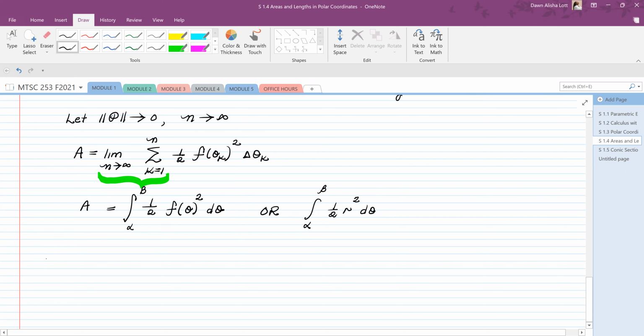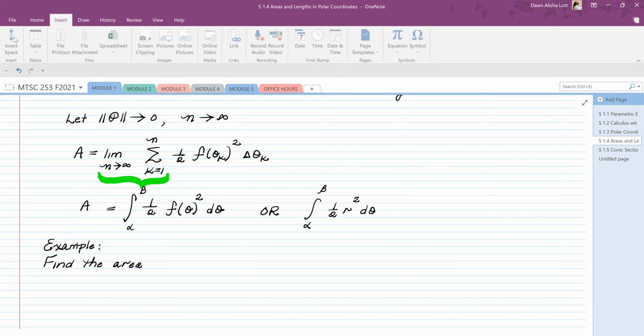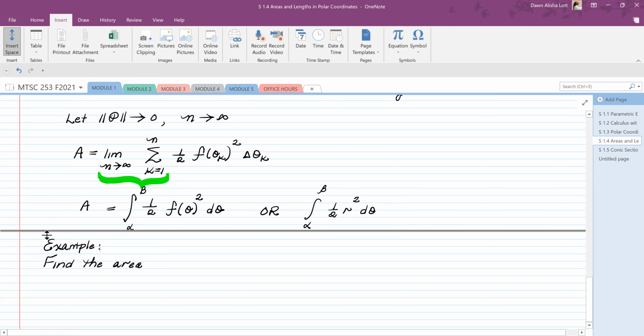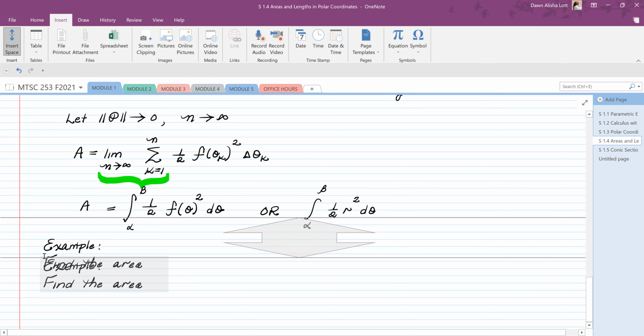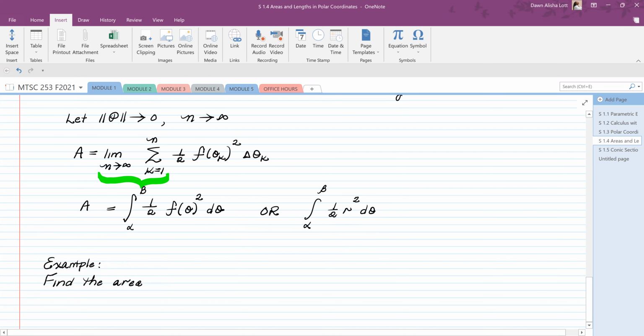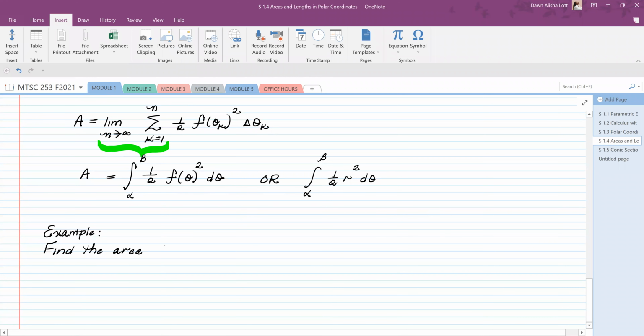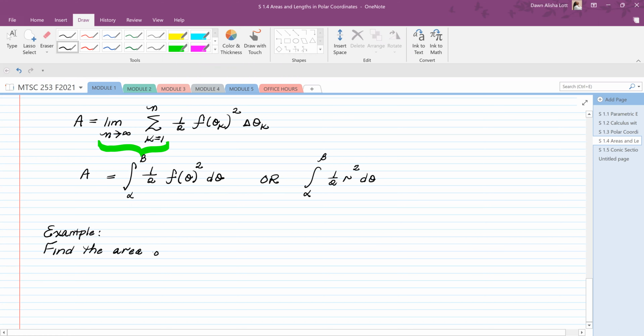Find the area of the region. What in the world did it do? Okay, I'm sorry. It moved my stuff.